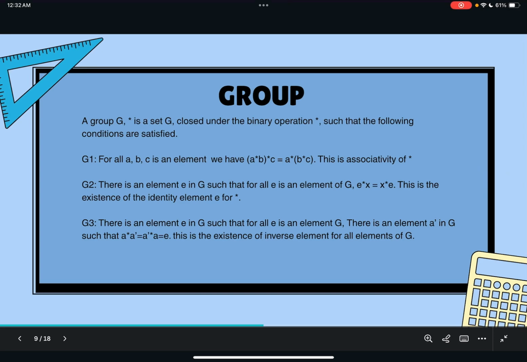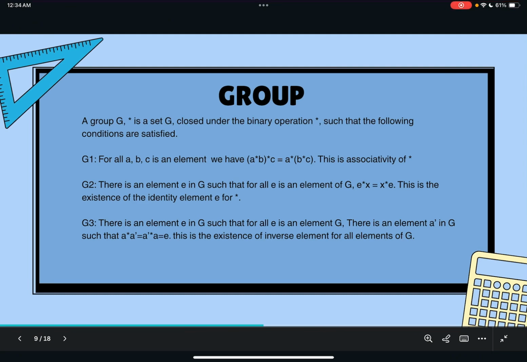Group. A group G, a set G closed under the binary operation star, such that the following conditions are satisfied. First, for all A, B, C elements of G, we have (A star B) star C is equal to A star (B star C). This is associativity of binary operation star. G2, there is an element E in G such that for all X in G, E star X is equal to X star E. This is the existence of the identity element E for star.